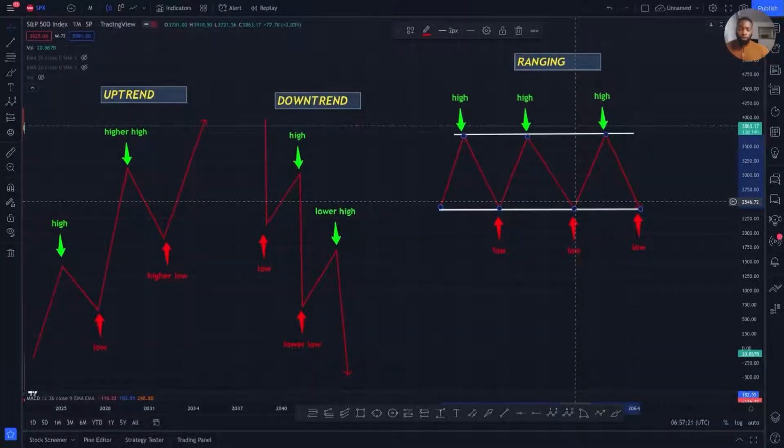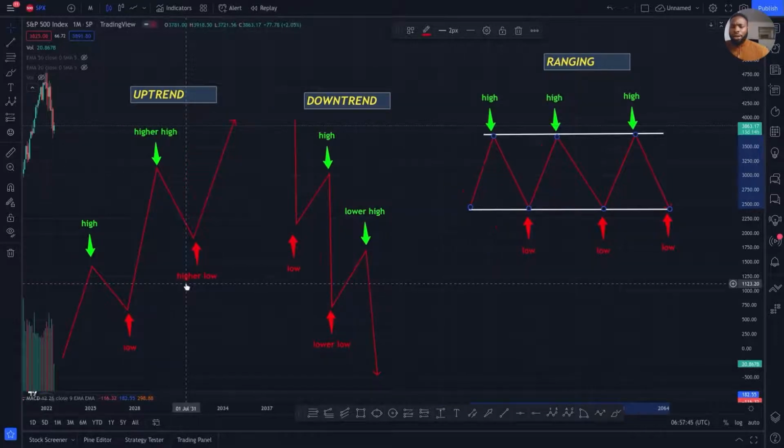So, in summary, the market doesn't just move in a straight line. It moves in waves, and these waves could be in an uptrend, a downtrend, or a ranging market. Today's focus will be on uptrend and downtrend. An uptrend makes higher highs and higher lows, and a downtrend makes lower lows and lower highs. That's the first thing.